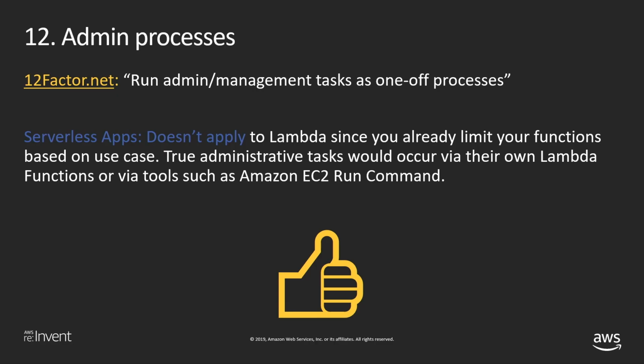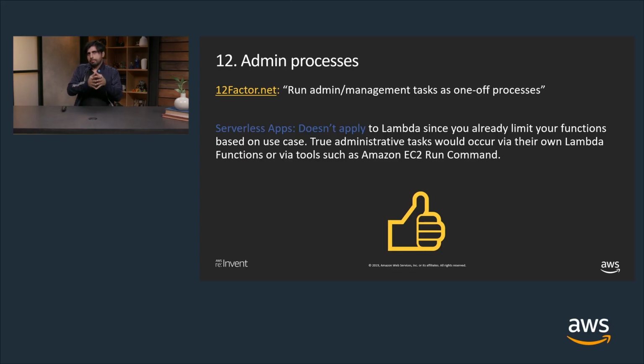So the final factor here is run admin management tasks as one-off processes. This doesn't apply to Lambda in the same way in that you already limit your functions based on use case. You have these single functions per action. So if we're talking administrative tasks, these would occur in their own Lambda functions. These administrative tasks could be migrating databases or user provisioning and whatnot. So by the nature of using Lambda, you should already be doing that. If you have a thing where you need to migrate a database, create users, you should just create those as one function.